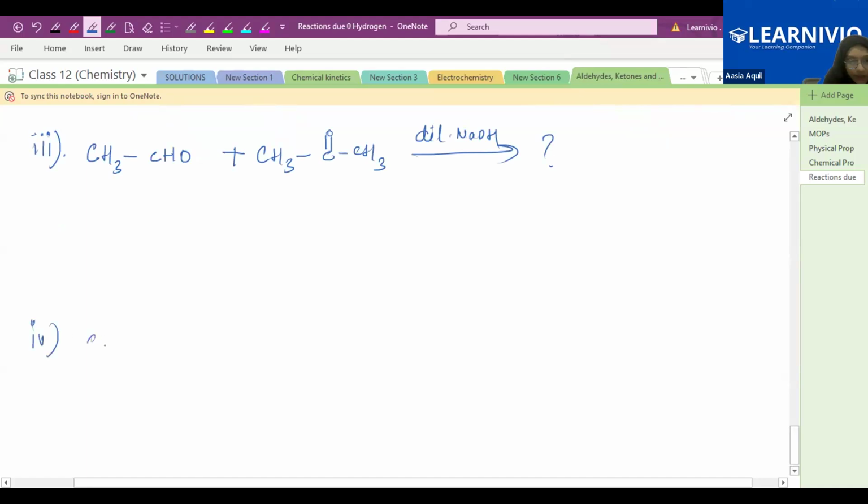Then the fourth question is, when you take CH3 CHO plus, this is again an aldehyde, and I'm just taking one aromatic aldehyde, benzaldehyde. The condition is the same, dilute NaOH. Now quickly write down the product. Use the same mechanism and write it down.